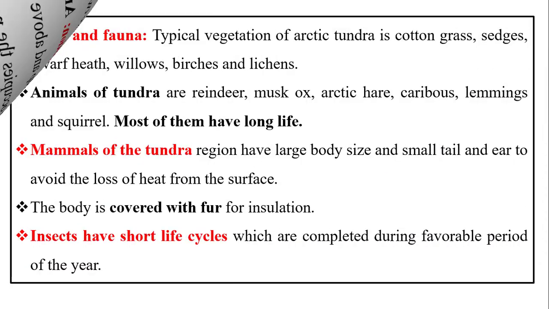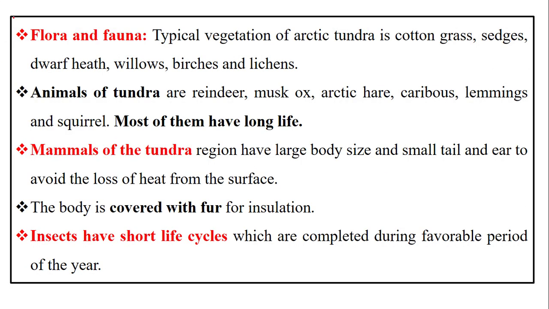So, when we see the distribution of flora and fauna, the typical vegetation of Arctic tundra is cotton grass, sedges, dwarf heaths, willow, birches, and lichens, right? Animals of the tundra are reindeer, musk ox, Arctic hares, caribou, lemmings, and squirrels, most of them with long legs.